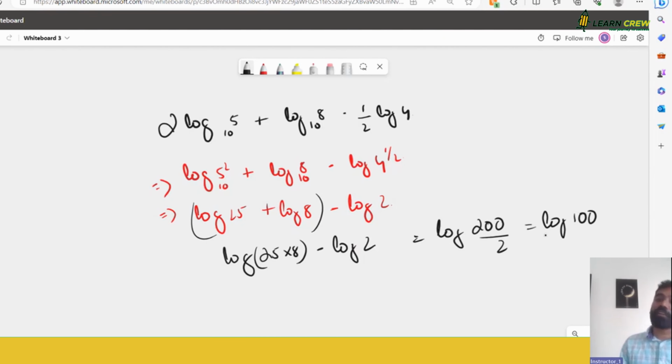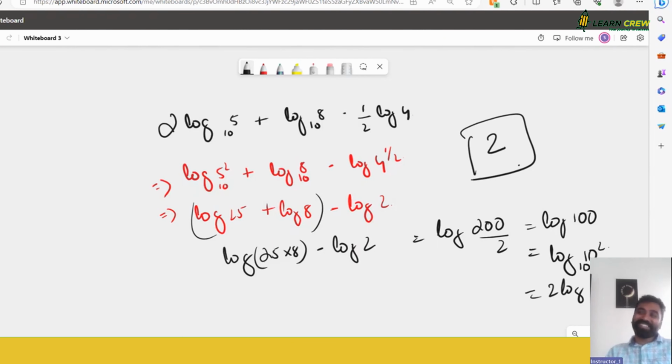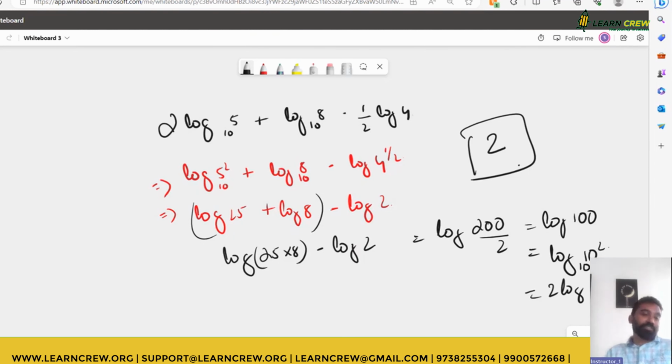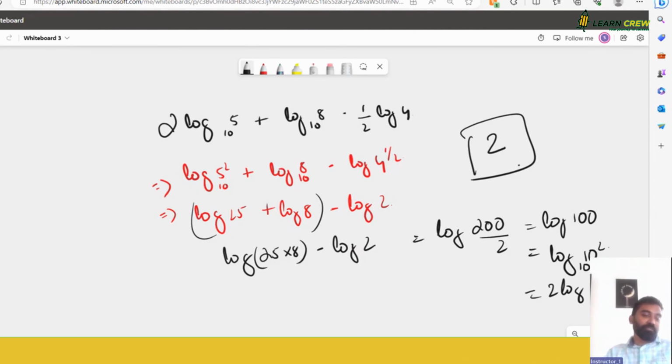100 is nothing but 10 square, and this is to the base 10. This can be written as 2 log of 10 base 10, which is 2. Further simplification only. All are simplifications. No complications. All understood? Very basic problems. Only these kinds of problems you'll get in your exam. If you are thorough with these kinds of problems, it is more than sufficient.